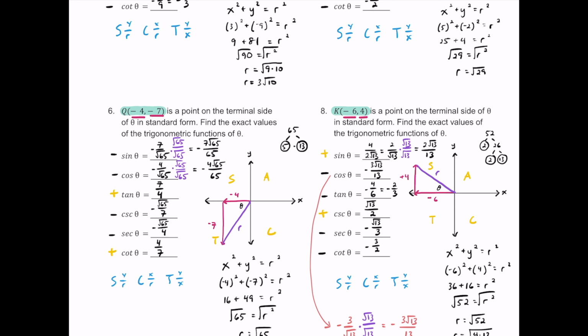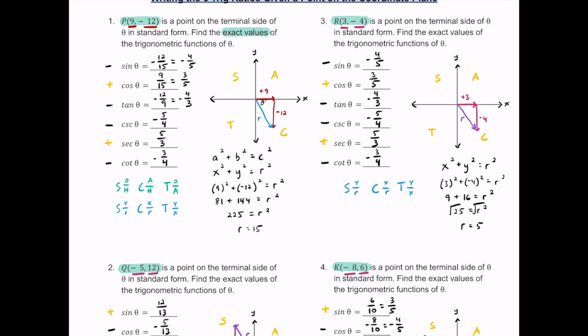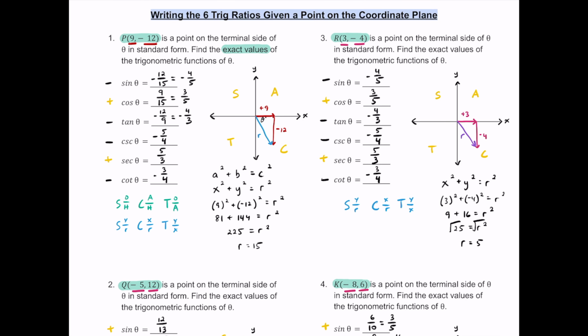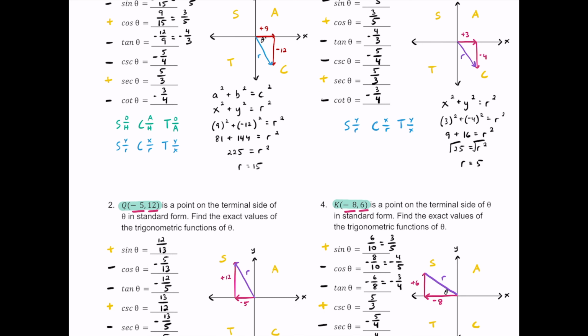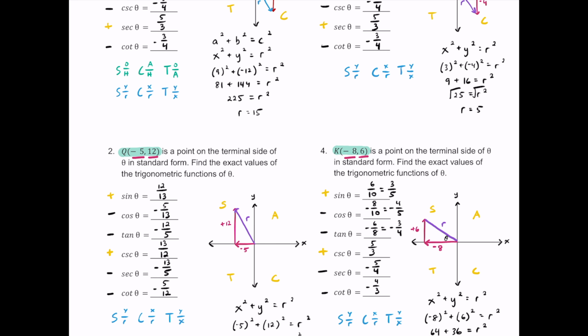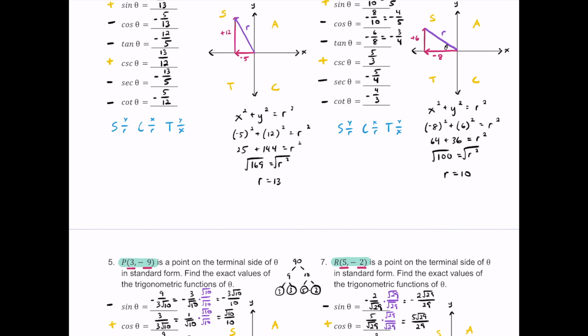So there you have 8 different examples of given a coordinate on a coordinate plane, and going ahead and using what you know about trigonometry to figure out the 6 different ratios for sine, cosine, and tangent, and the reciprocals of cosecant, secant, and cotangent.